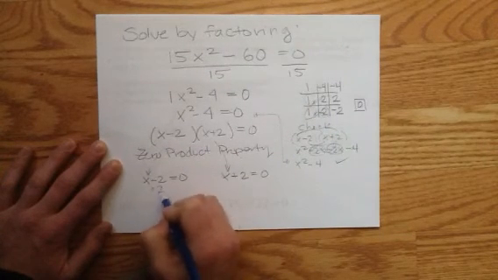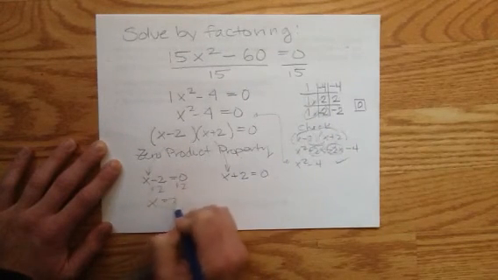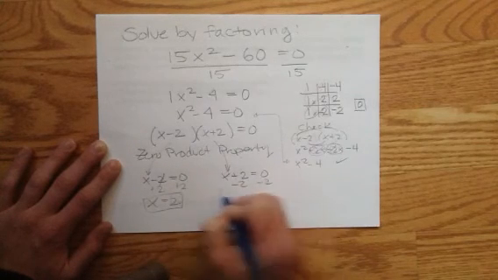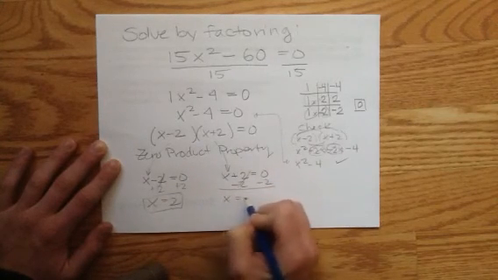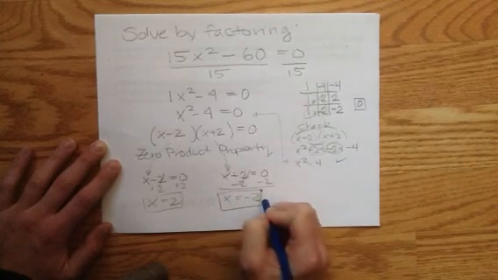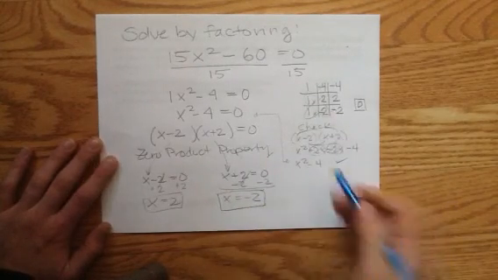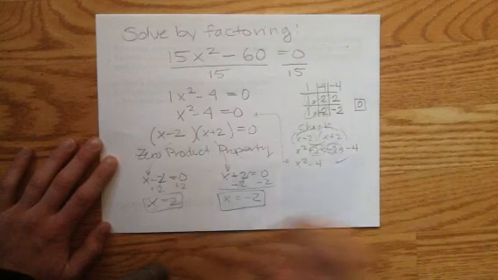When I solve this, I know that x equals 2. And when I solve this one, I know that x equals negative 2. So my zeros, my roots, my solutions, my x-intercepts for my original equation are x equals negative 2 and x equals 2.